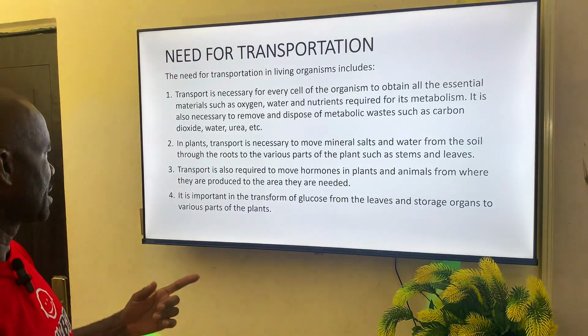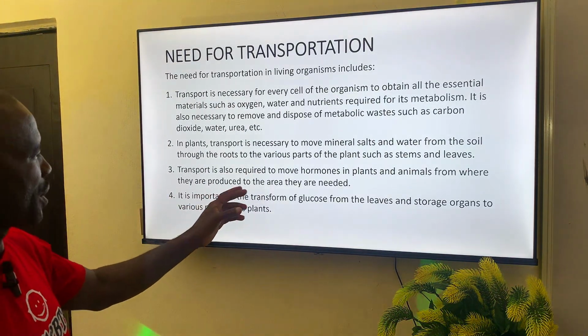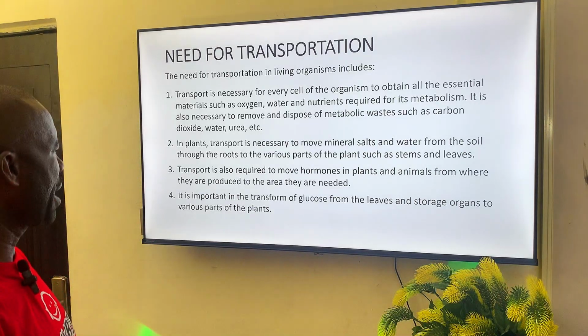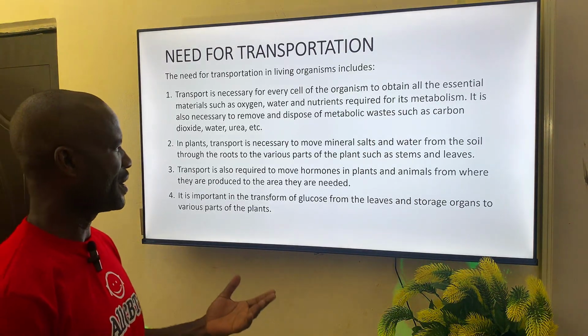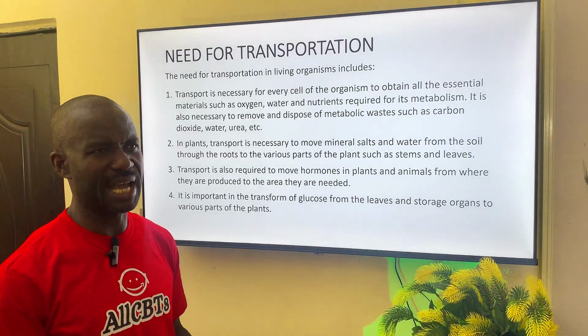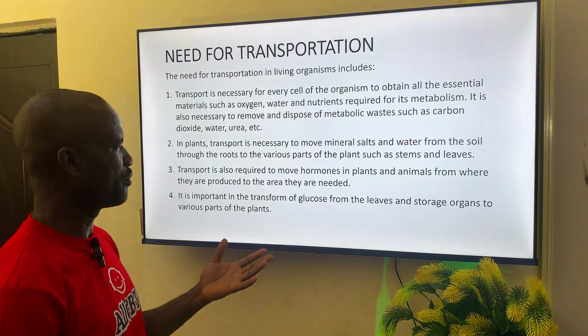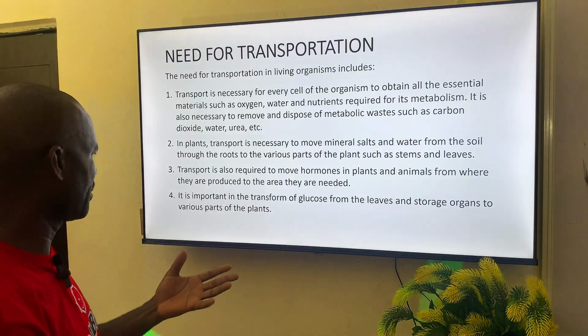Number 3, need for transportation. Transport is also required to move hormones in plants and animals from where they are being produced to the area where they are needed. And you know, hormones come from endocrine glands that secrete material that helps to move material from one point to the other. They are ductless glands.